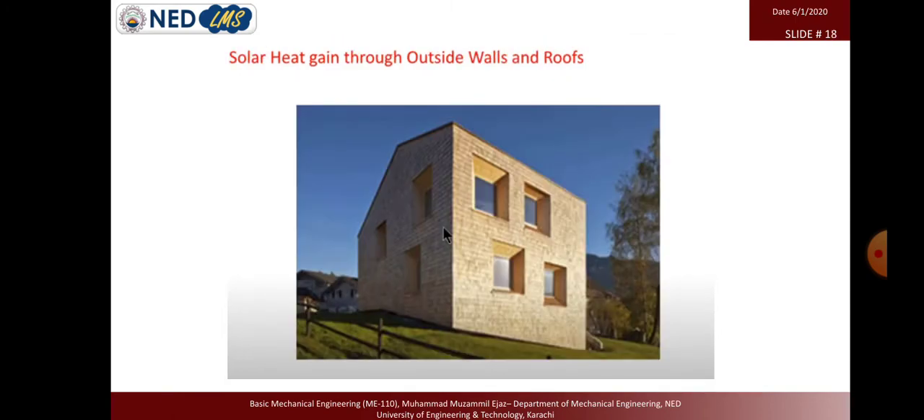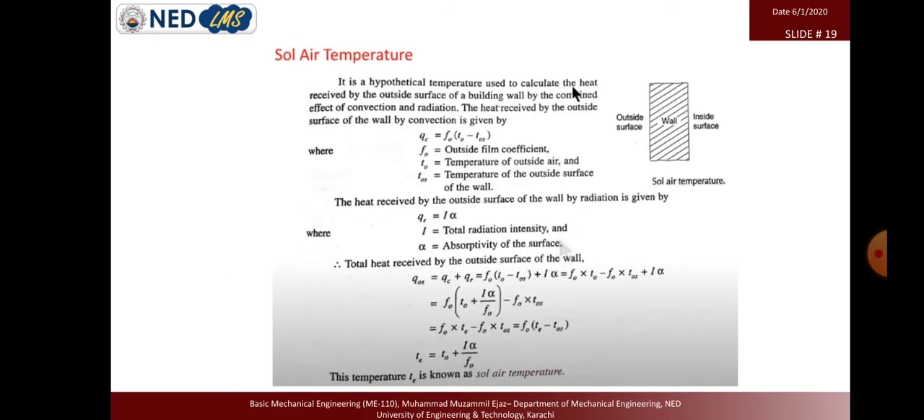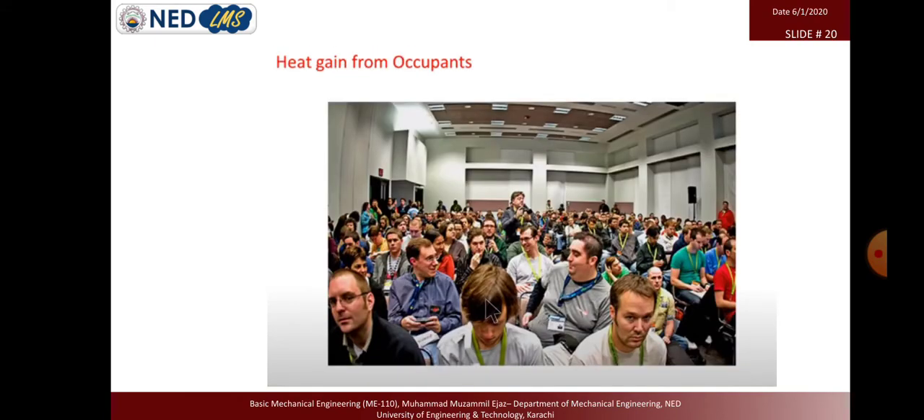Okay, solar gain through the outside walls. Yes, we have outside walls and roofs, and we have a formula for solar temperature. So we can directly calculate the heat radiation due to the outside surface air, and we have a very large amount of formulas for evaluating it. Anyway, these formulas are used by the software, and the software calculates the heat load.